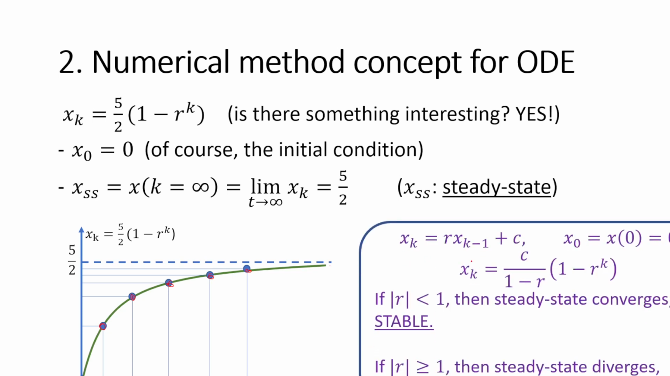What you can notice is that if R is less than 1, I mean the absolute value of R is less than 1, then this series converges. Otherwise, it diverges. Okay.